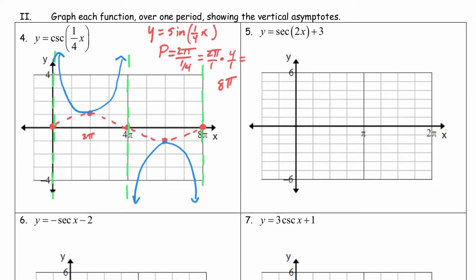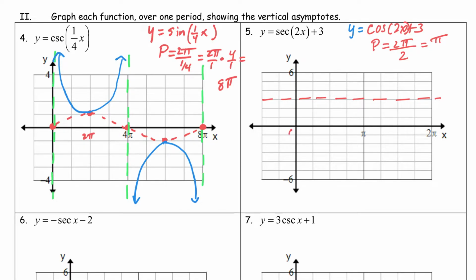Remember that to graph secant, you have to first graph cosine. So I'm going to write y equals the cosine of 2x plus 3. And then we know that that plus 3 is going to shift it up 3 units. And that's our new midline. We have 2x, so to find the period of cosine, the period is equal to 2 pi over b, which in this case is 2. So the period is pi.